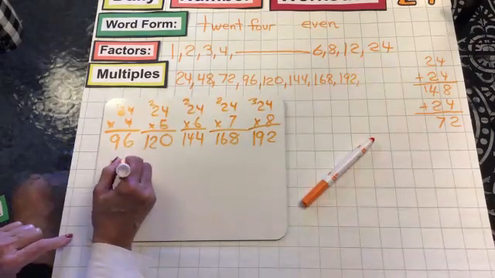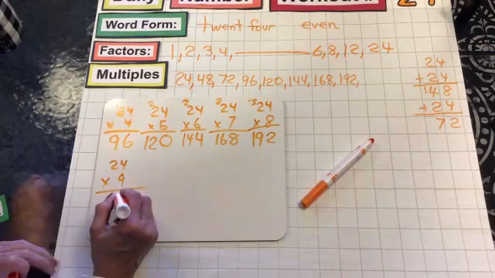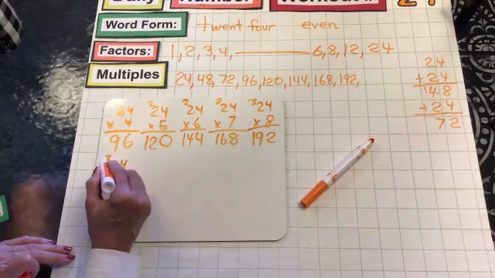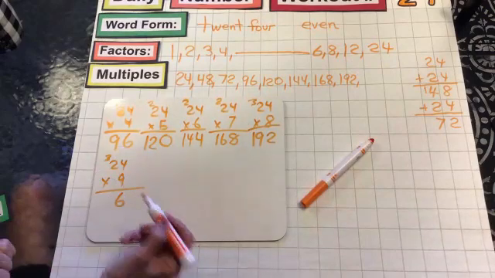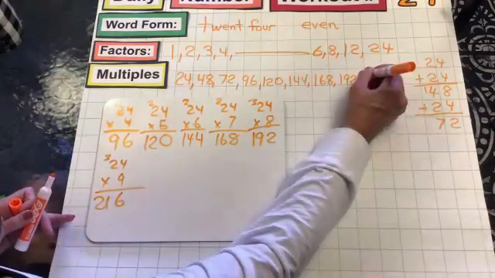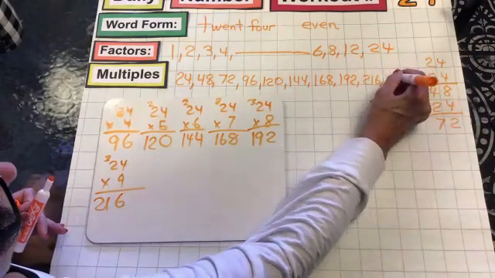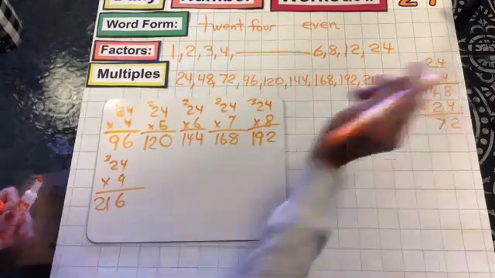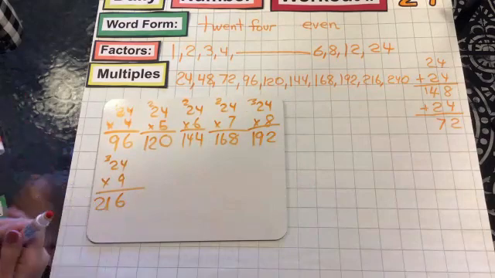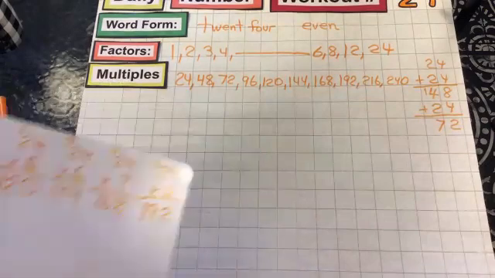Then we have 24 times 9. 9 times 4 is 36. Drop the 6, carry the 3. 9 times 2 is 18. Plus 3 is 21. And then, of course, 10 times any number is that number with the 0. Boom. Multiples. The first 10 multiples of 24. Of course, there's infinite numbers of multiples of 24.